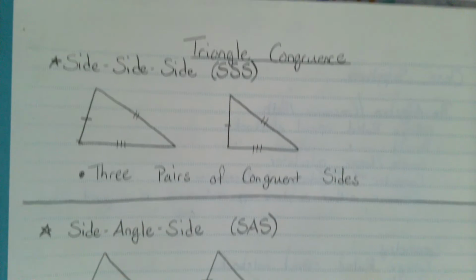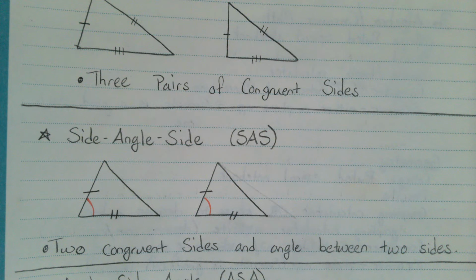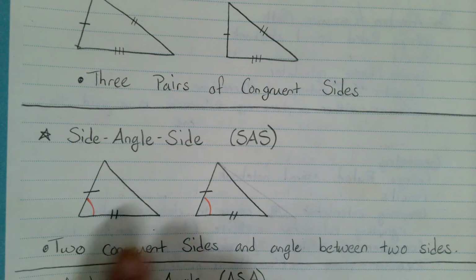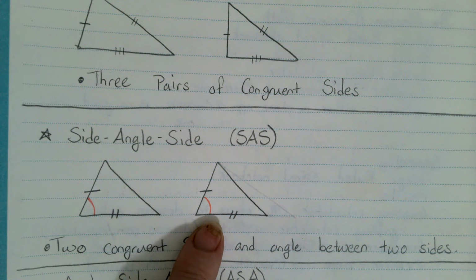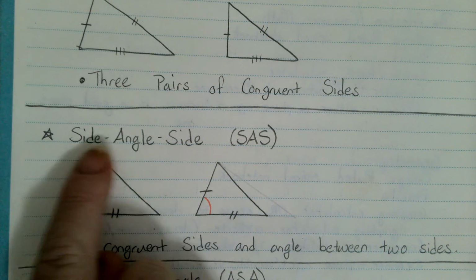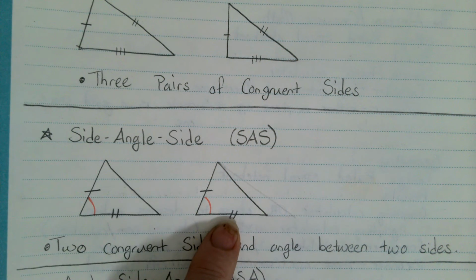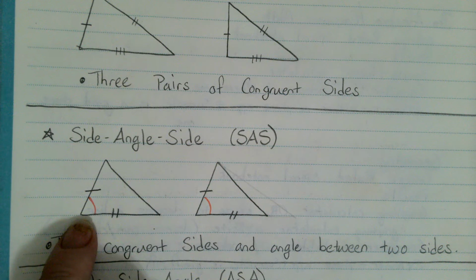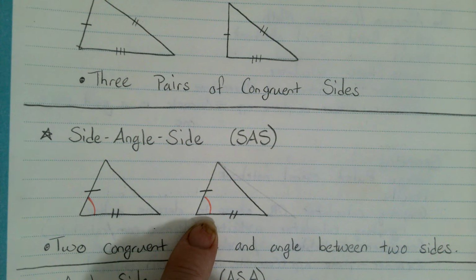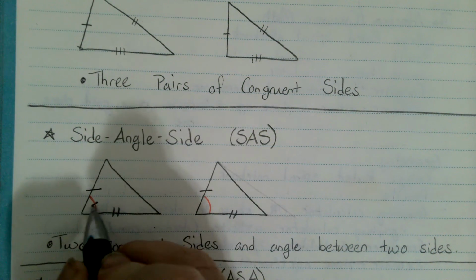All right, so the second theorem, there are 4 theorems altogether, is the side angle side theorem. Okay, so if we have 2 triangles and we have 2 congruent sides and the angle between the sides, those 2 triangles are congruent. So this is side angle side. So this side and this side line up, this side and this side line up, and the angle between them is congruent. So congruent angles you will see with like one mark like this, or sometimes they will have a little tick mark on them as well, like this.